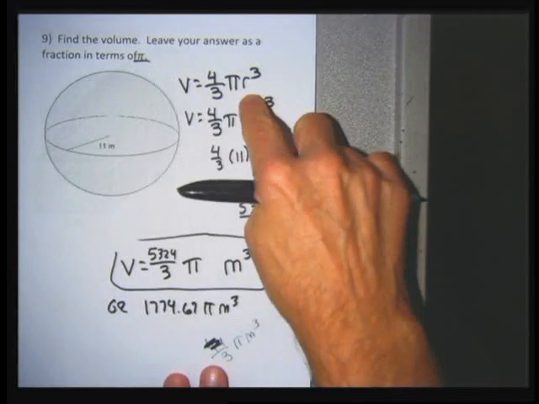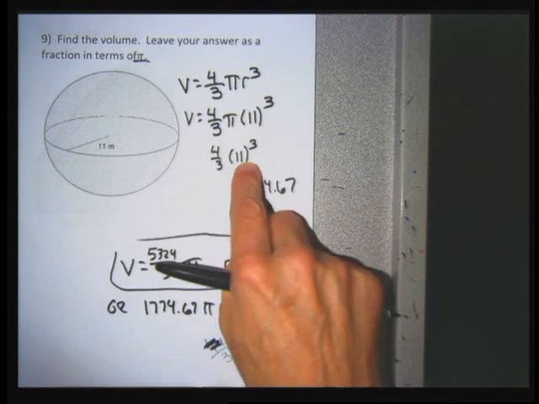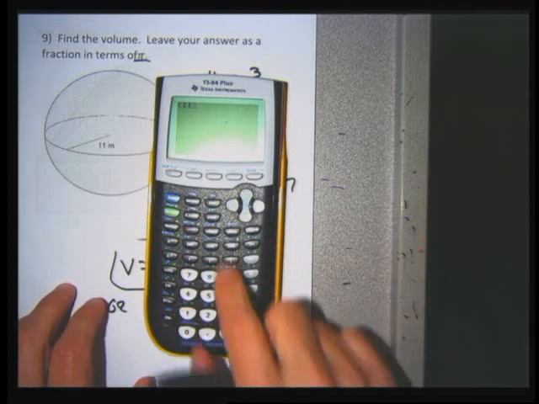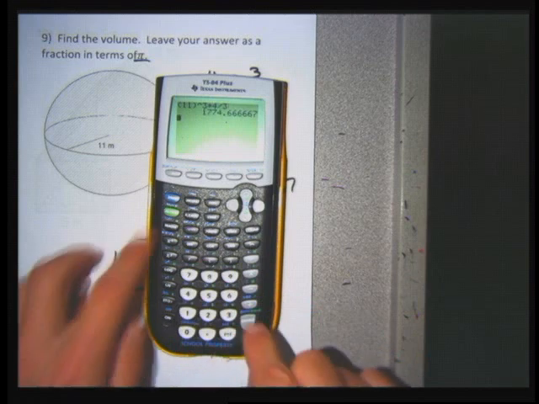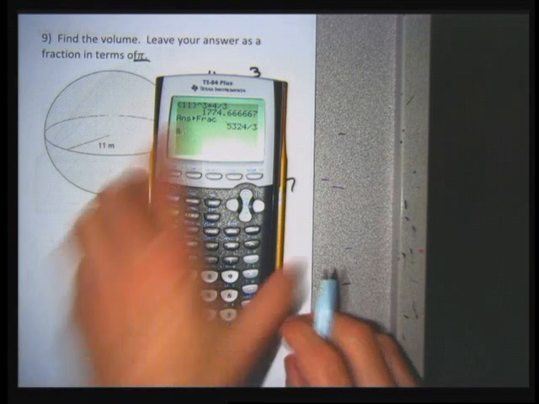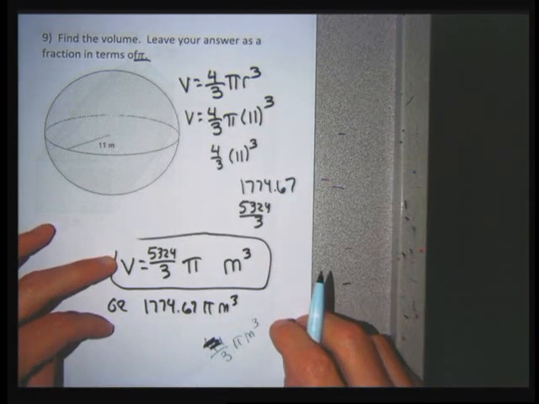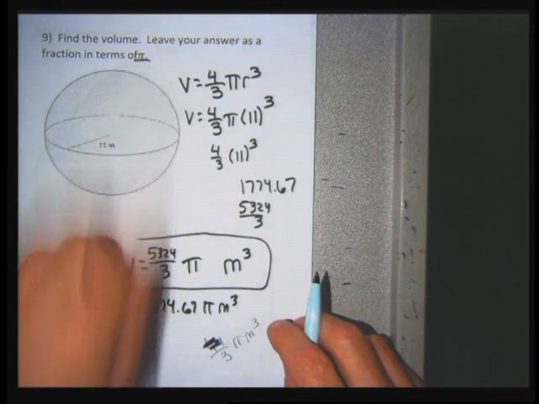Plug in 11 for the r, do the math. I broke out my calculator, did 4/3 times 11 cubed. Let me just do the 11 cubed first and see if that matters. 11 up arrow 3 times 4 divided by 3 equals, same number, math, enter, enter, 5,324 over 3. Perfect. Best answer, okay answer. When it doesn't say round to 2 decimals, I prefer the fraction. And if it says leave the pi in, leave the pi in.